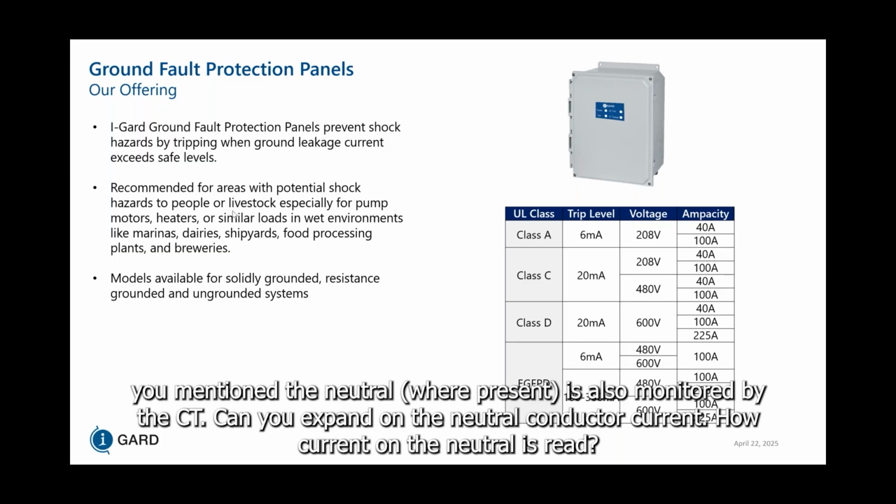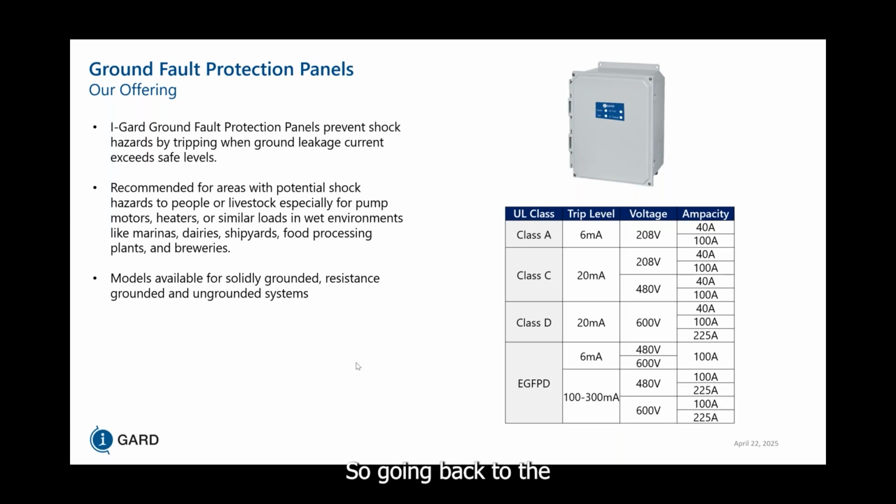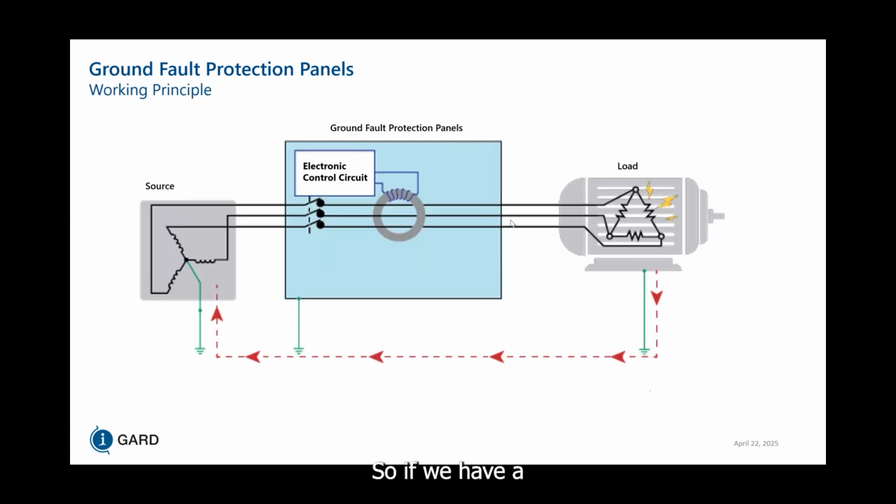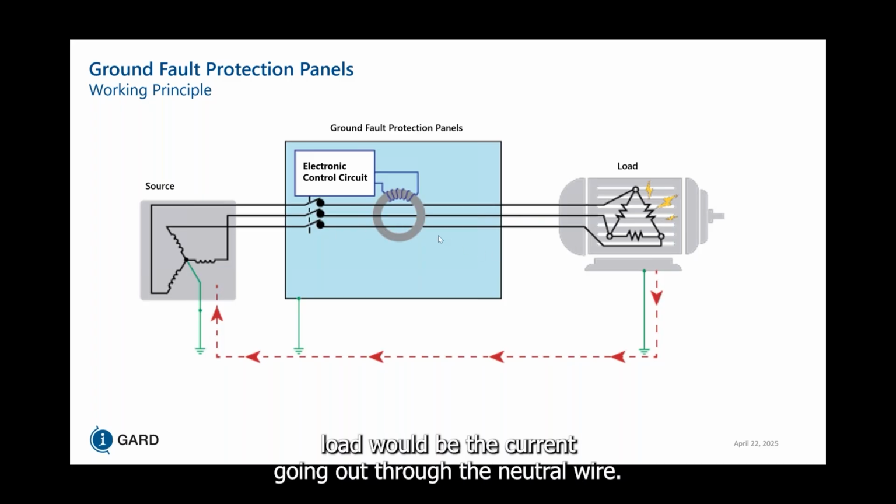You mentioned the neutral, where present, is also monitored by the CT. Can you expand on the neutral conductor current, how current on the neutral is read? So going back to the slide here. If we have a 3-phase 4-wire system, the current going into the single-phase load would be the current going out through the neutral wire.